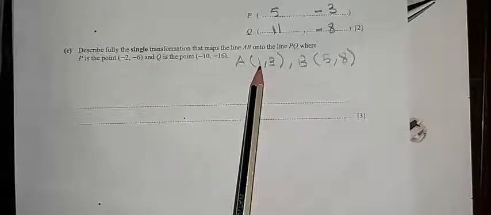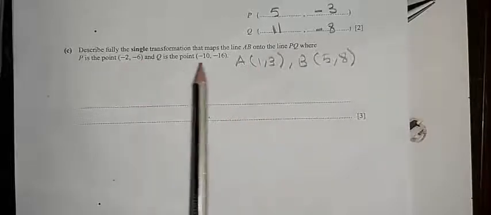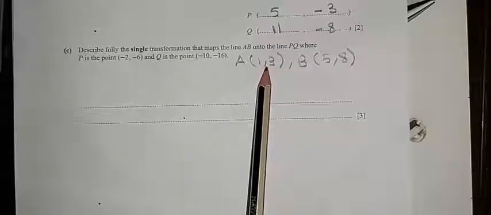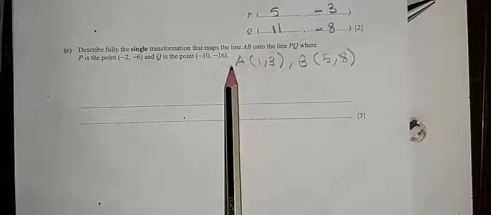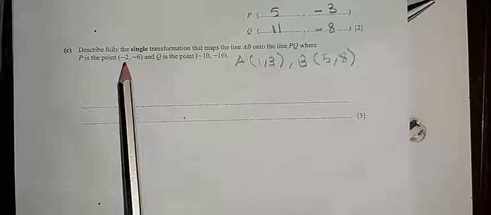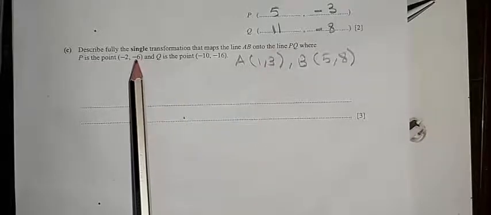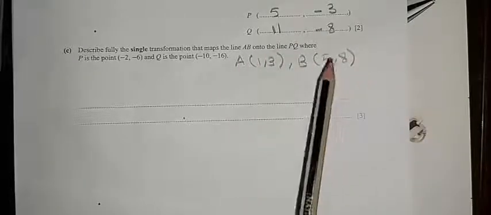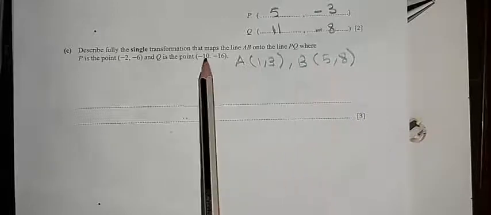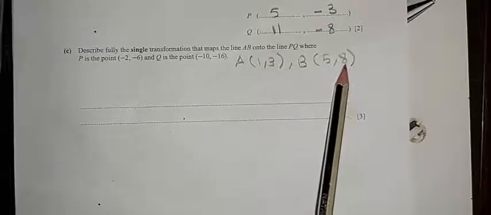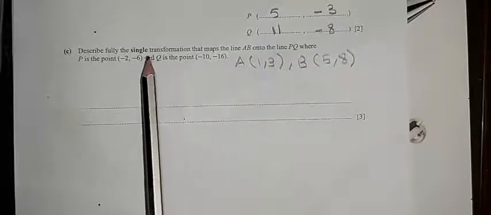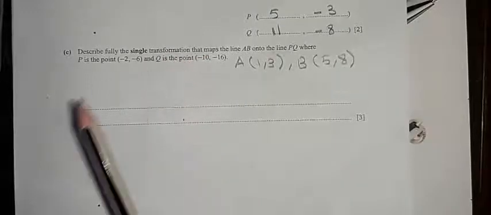Okay, this 1 became -2, and this 3 became -6. You can note here that we multiplied by -2. 1 times -2 is -2. 3 times -2 is -6. Okay, let's check this multiplication by -2 in the second point here. 5 times -2 is -10. 8 times -2 is -16. So the transformation here is an enlargement.